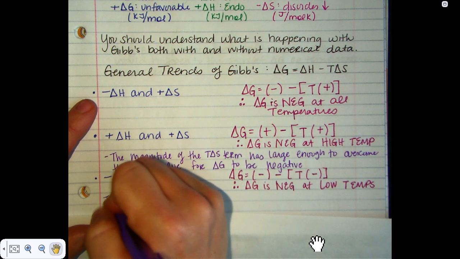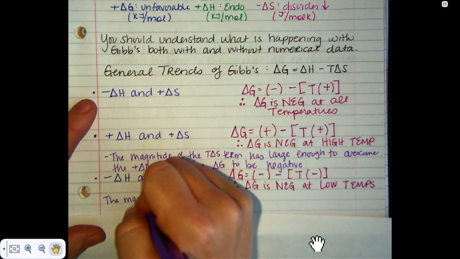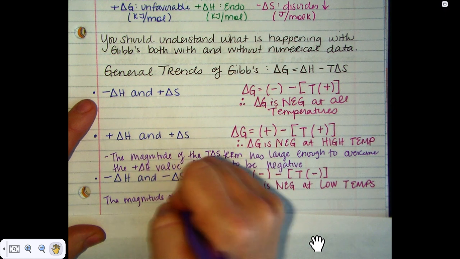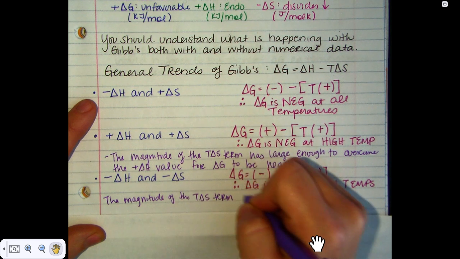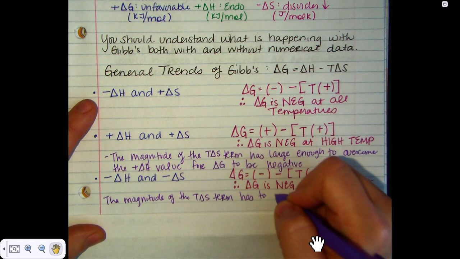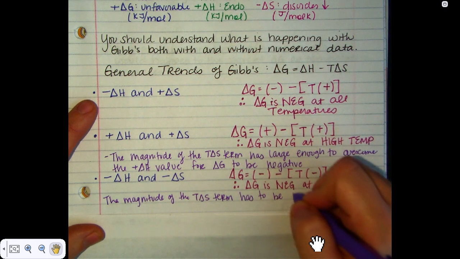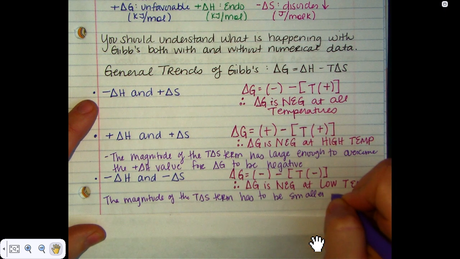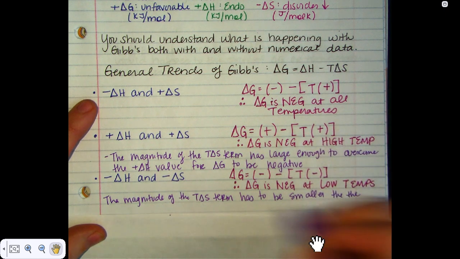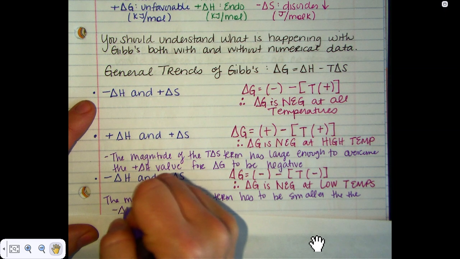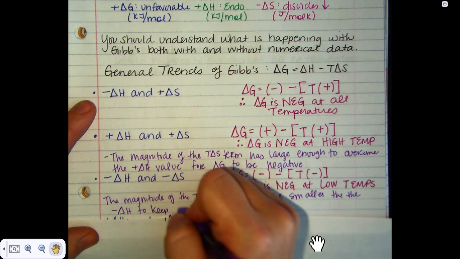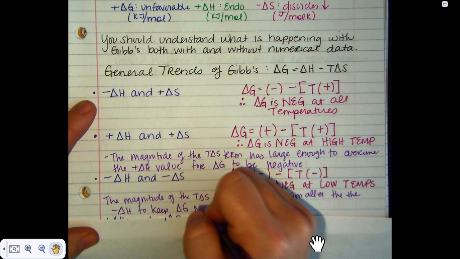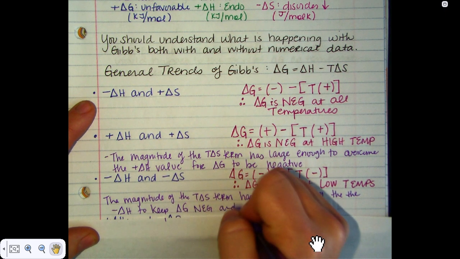The magnitude of the T delta S term has to be smaller than the negative delta H to keep delta G negative and thus favorable.